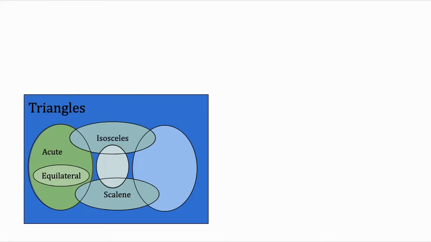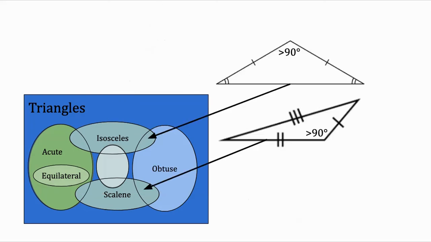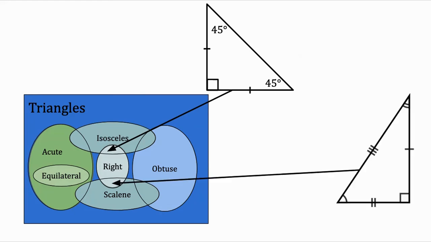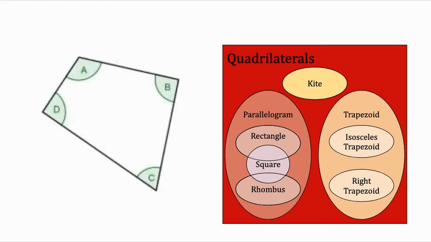Isosceles and scalene triangles can have all acute angles, or they can be obtuse, have an angle larger than 90 degrees. Right triangles can have 2 equal side lengths and be isosceles, or have 3 different side lengths and be scalene. Quadrilaterals, our next polygons, are identified by having 4 sides. The angles in a quadrilateral add up to 360 degrees.